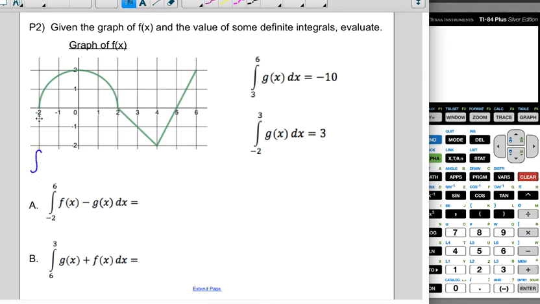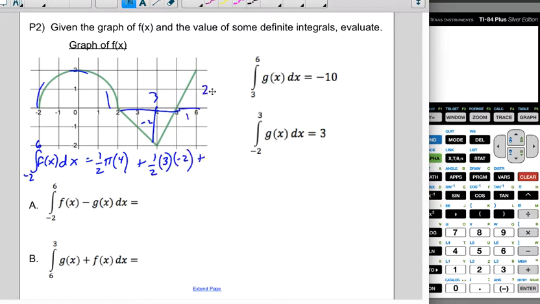So I'm going to go ahead and find the integral from -2 to 6 of f of x dx. I'm going to find that it's this thing, this circle. So that's going to be 1/2 pi times 2 squared, which is 4, plus this triangle has a height of -2 and a base of 3, so 1/2 base times height, plus this triangle has a base of 1 and a height of 2, so 1/2 times 1 times 2.